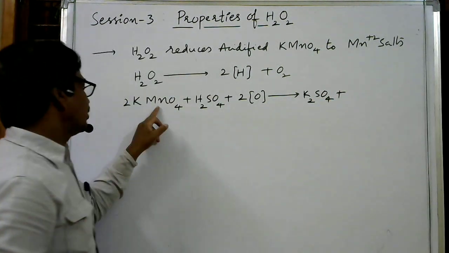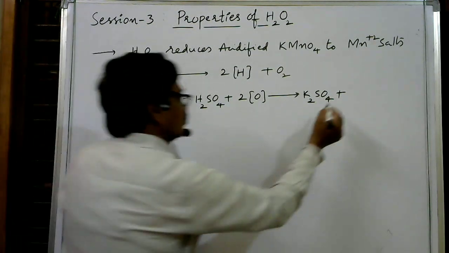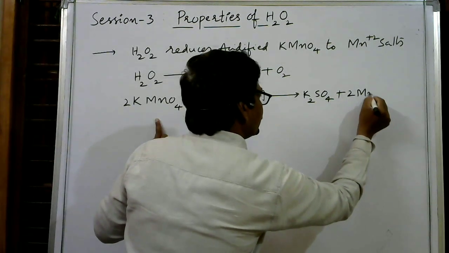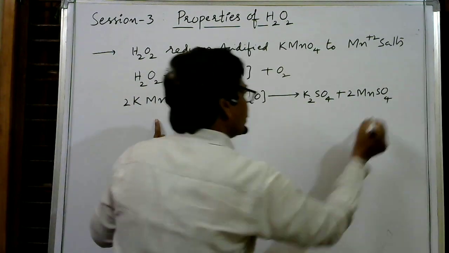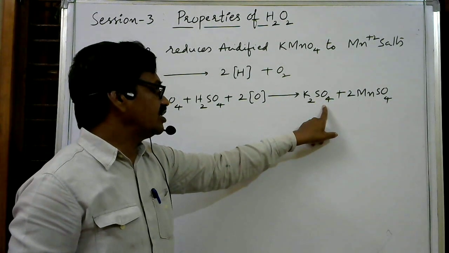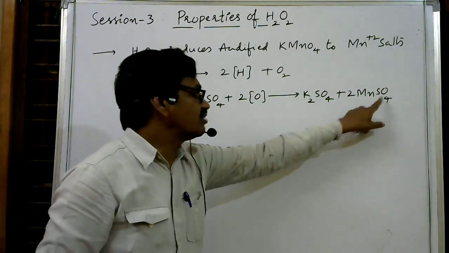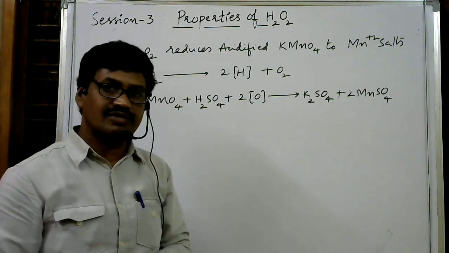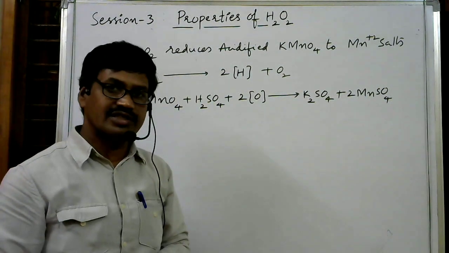Similarly, two manganese are changed to MnSO4. So how many sulfates are present in total? In potassium sulfate, one sulfate ion. In manganese sulfate, two sulfate ions. Total 3 sulfates are present. These 3 sulfates are from sulfuric acid only.